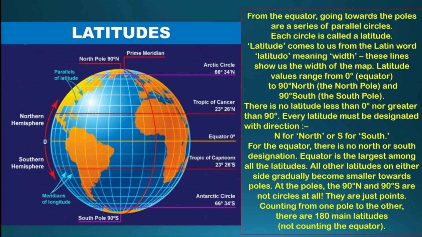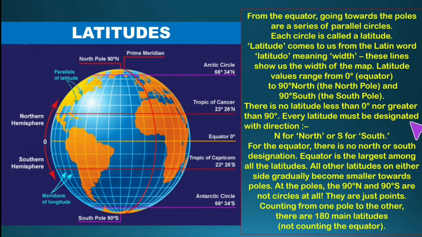Let us have some more idea about the latitudes. From the equator going towards the poles are a series of parallel circles. Each circle is called a latitude. Latitude comes to us from the Latin word latitudo, meaning width. These lines show us the width of the map. Latitude values range from 0 degrees, that is the equator, to 90 degrees north, the North Pole, and 90 degrees south, the South Pole. There is no latitude less than 0 degrees nor greater than 90 degrees.